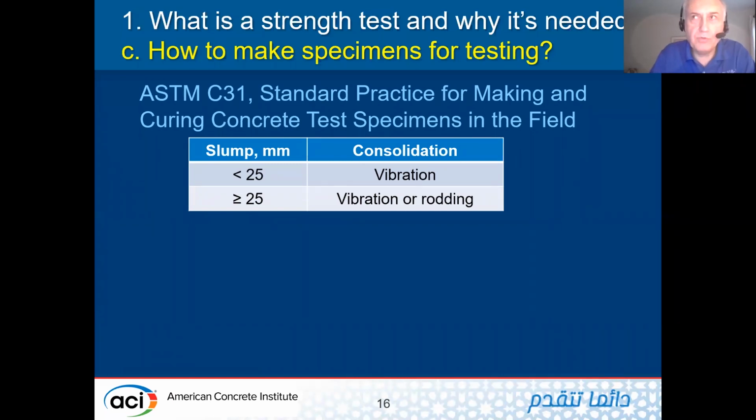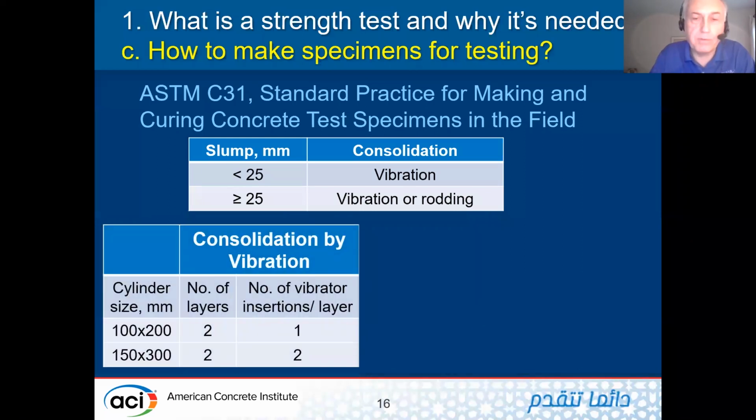When it comes to consolidation, the method of consolidation depends on the slump of concrete. For less than 25 millimeters, it's vibration only. For greater than or equal to 25, it's either vibration or rodding. It's selected by the technician preparing the specimens.